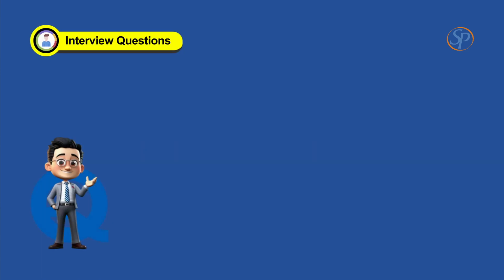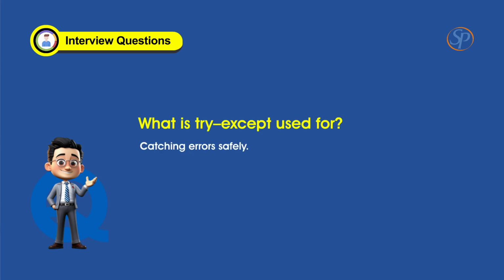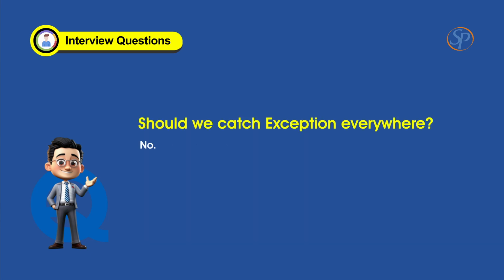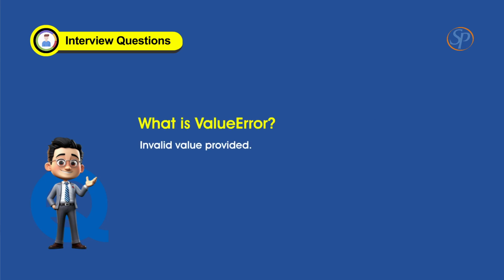Interview questions for you. What is try except used for? Catching errors safely. What is finally used for? For cleanup code. What is a custom exception? A user-defined error class. What does logging do? Saves error details to files. Should we catch exceptions everywhere? No. What is ValueError? When the value given is invalid.